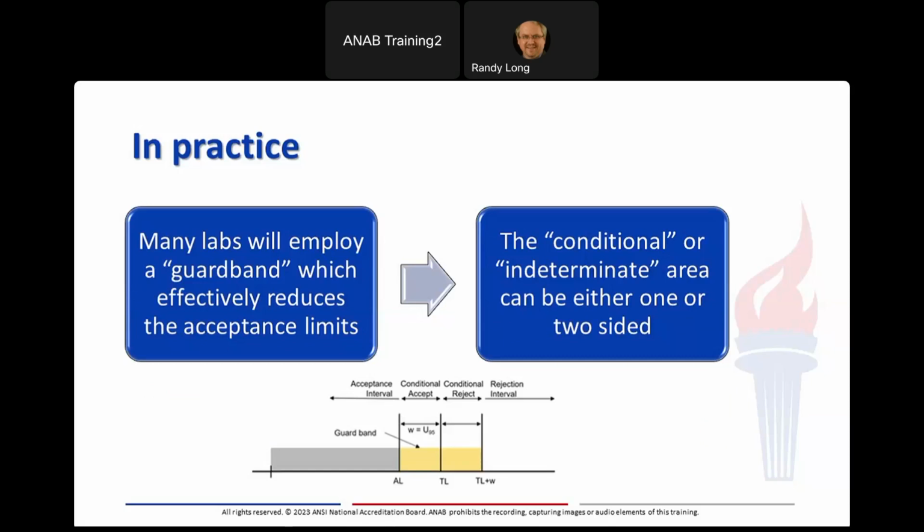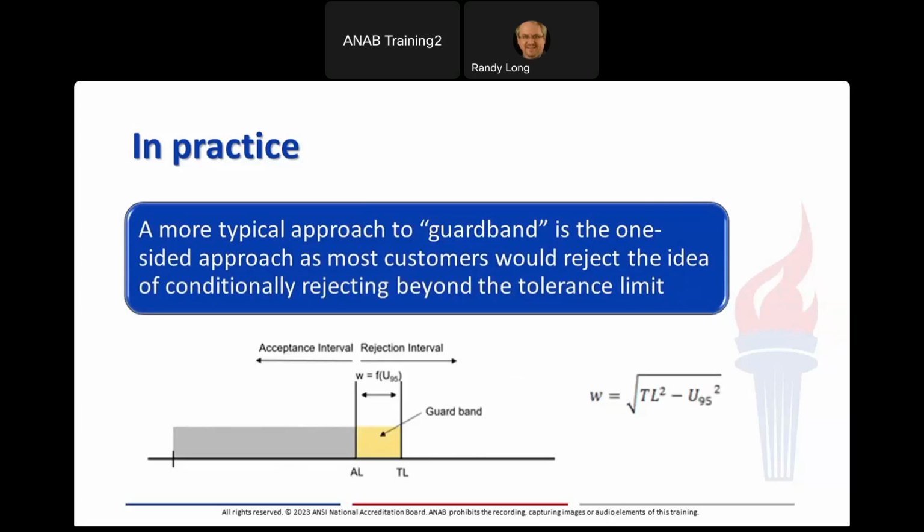The conditional or indeterminate area, like you can see here, can either be one-sided or two-sided. Selling somebody on the conditional, though, can be problematic because a lot of folks don't understand it. A more typical approach is to guard band on the one-sided approach, as most customers would reject the idea of conditionally rejecting beyond the tolerance limit. So this is a simpler approach to where you don't consider anything beyond the tolerance limit, but you're still truncating that acceptance to an acceptance level below the tolerance level by a factor of the uncertainty.